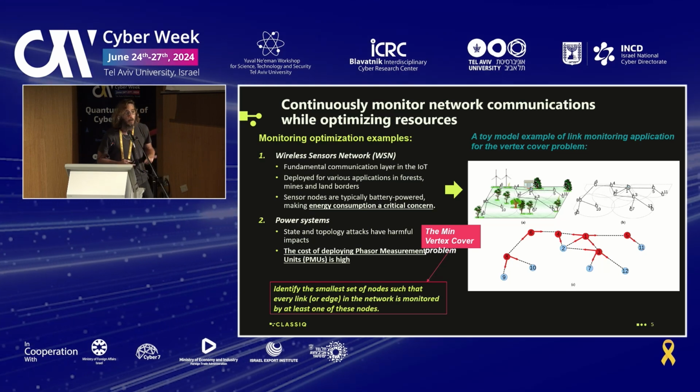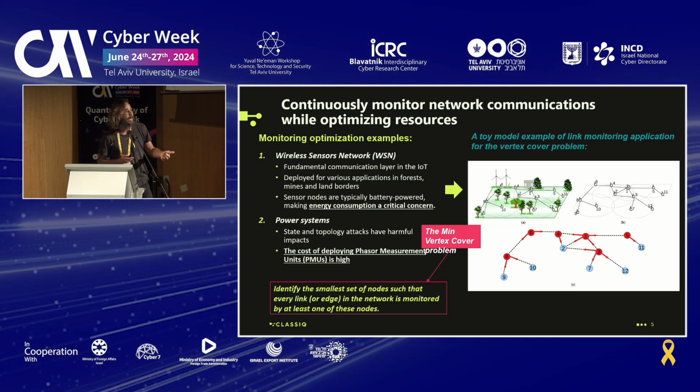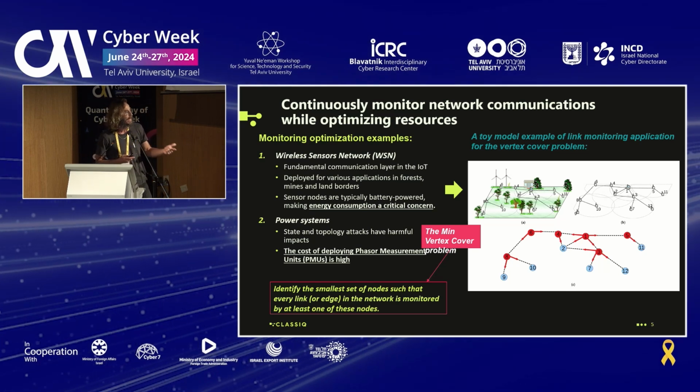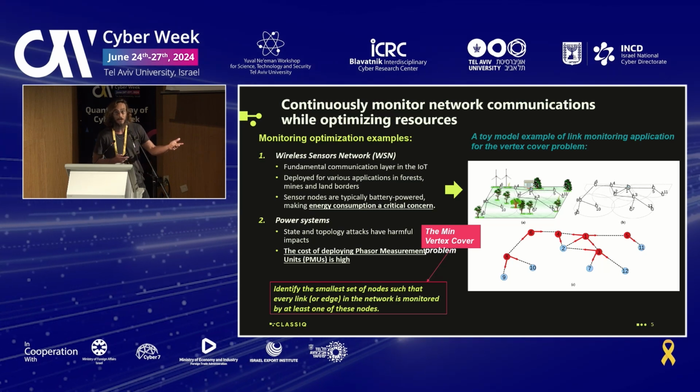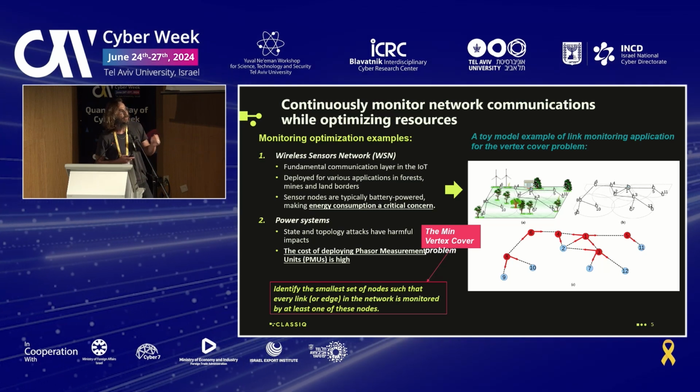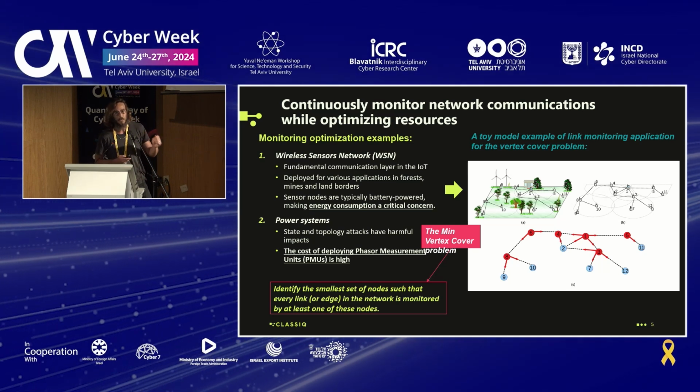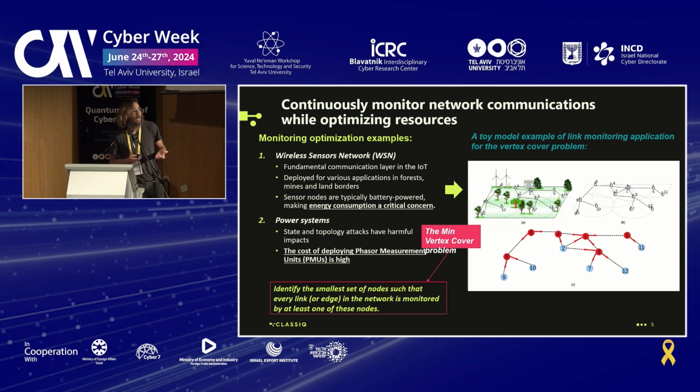And why do we want to do that? We want to search for indications of compromise. We want to make sure the network is healthy. We want to do some asset management. And we want to monitor our network while optimizing resources. Why do we want to optimize resources?